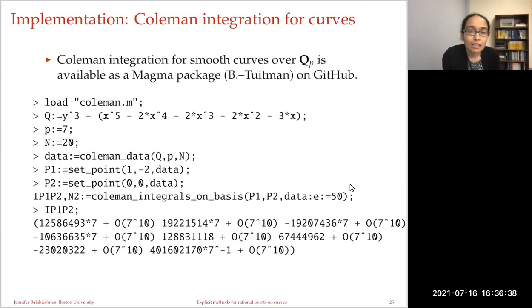So using Tuitman's work on point counting, Jan and I wrote a Magma package that is available on GitHub. And here is how you would call it on a superelliptic curve. So this is the superelliptic curve y^3 equals this quintic polynomial, and over the 7-adics with 20 digits of precision. We've picked 2 points on the curve and then computed the Coleman integrals on the basis that Magma picks for you behind the scenes. And then we get some 7-adic numbers.